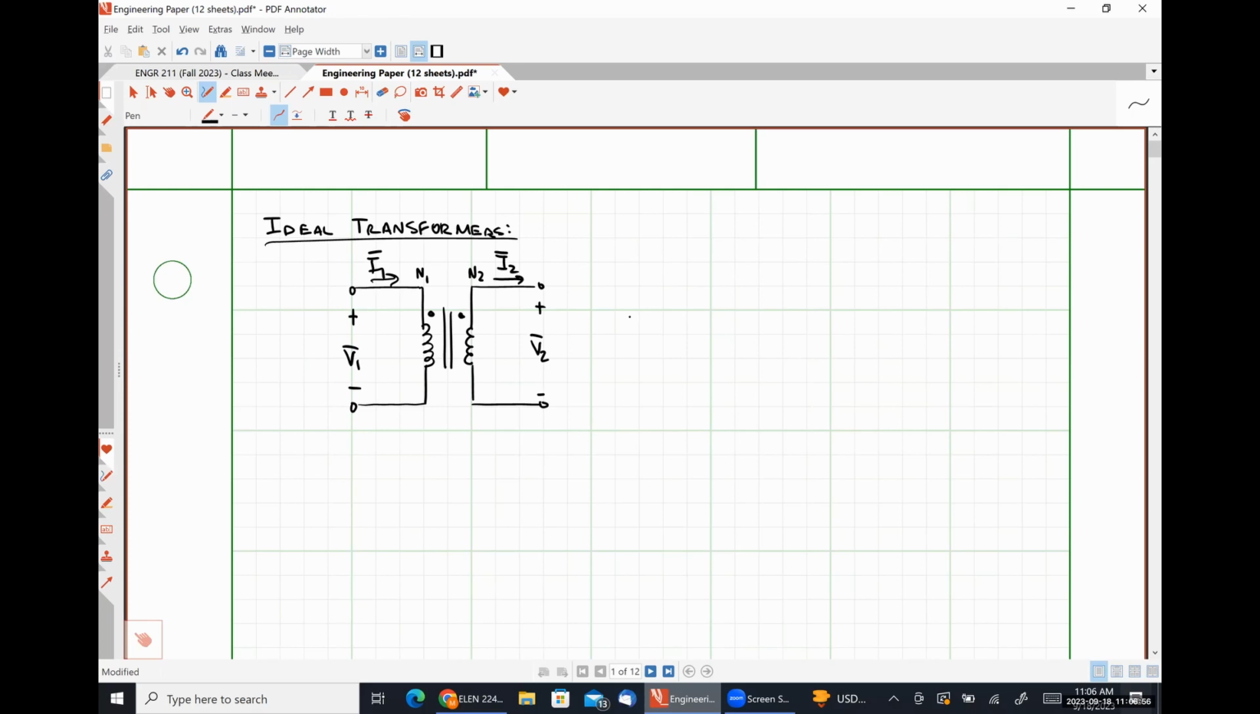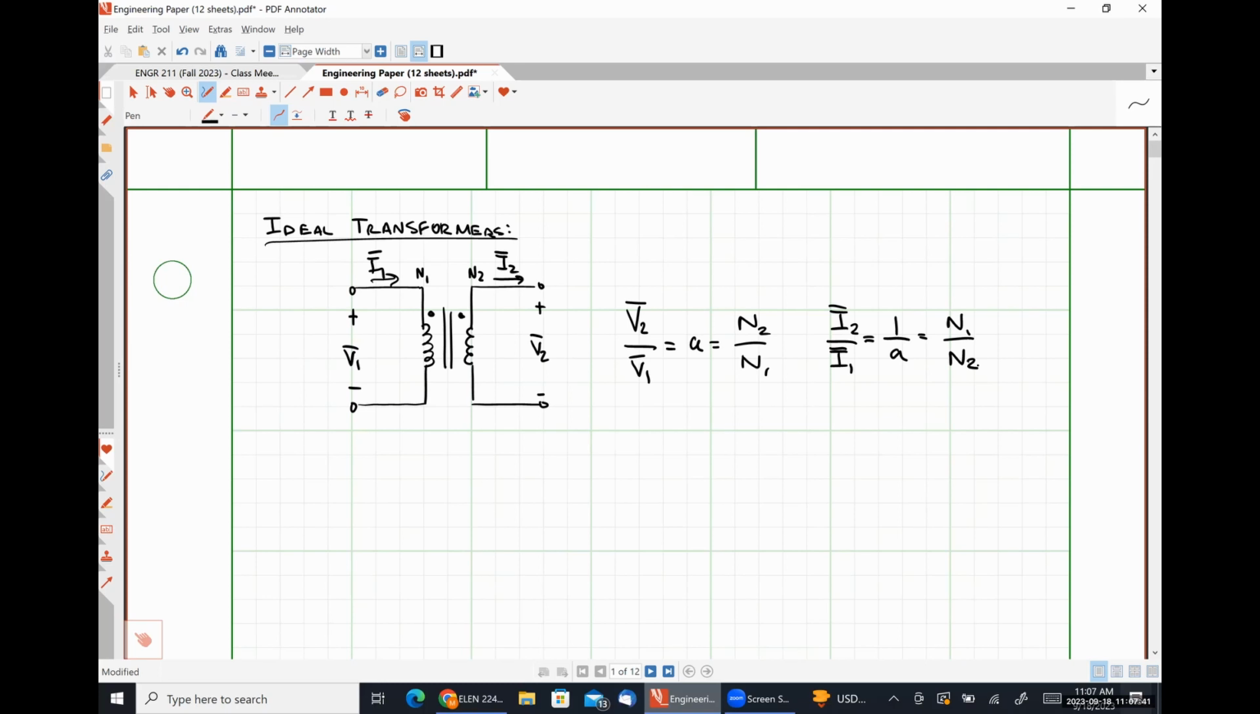And what we found was the ratio of V2 to V1 was equal to our turns ratio. The ratio of our secondary current to our primary current was 1 over A, or N1 divided by N2. And if our dots are on opposite sides, these relationships are exactly the same, except that there will be a negative sign.